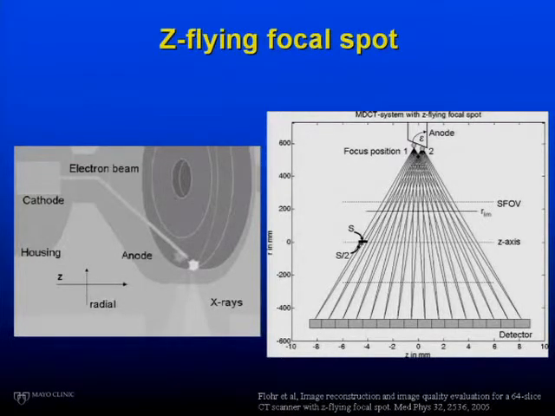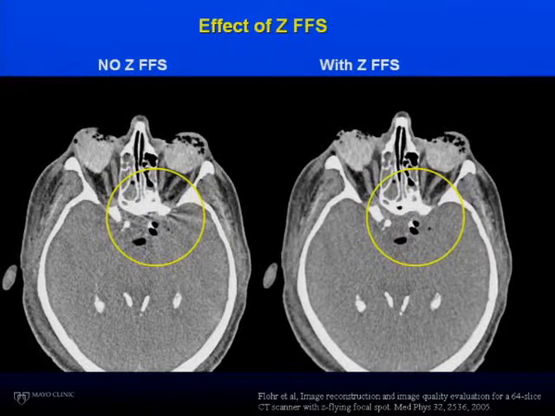The main benefit of the Z flying focal spot is to increase the sampling density along the Z direction. The effect is to improve some of the aliasing artifact. I show here to the left, there's some streaking artifact originating from this dense bony structure. It's caused by the aliasing. And with the Z flying focal spot, you can see a much improved image in this region.